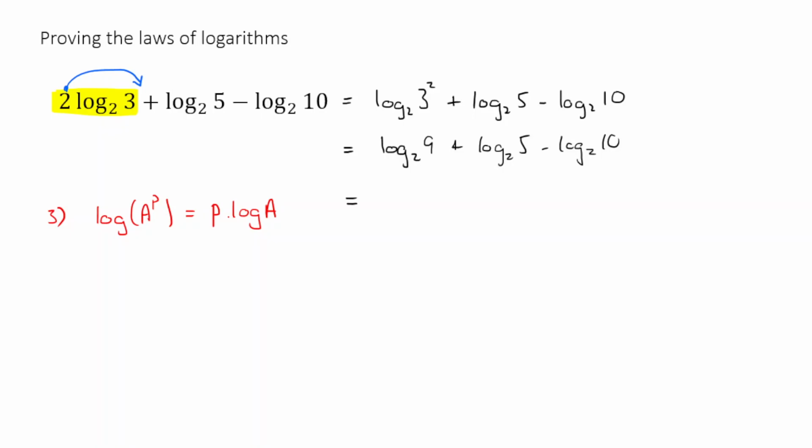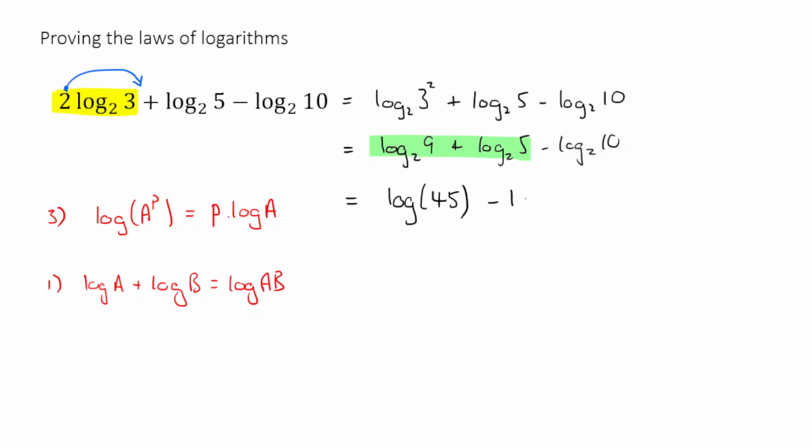Now, how can I simplify what we've got here? Well, this expression here, I've got two logs added up, right? Log A plus log B, so this is actually my first law. So we write the first law again. If I have log A plus log B, then that's equal to log of A times B. So here in this particular case, log 9 plus log 5 must be equal to log of 9 times 5, which is 45. Okay, we're left with that.